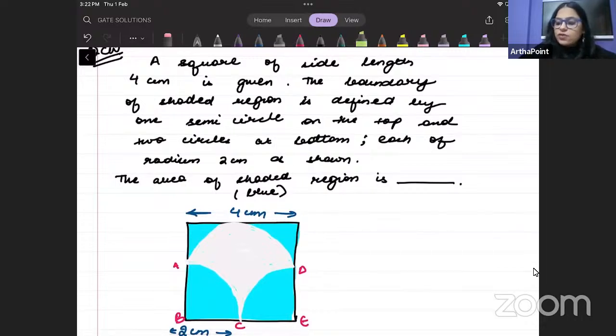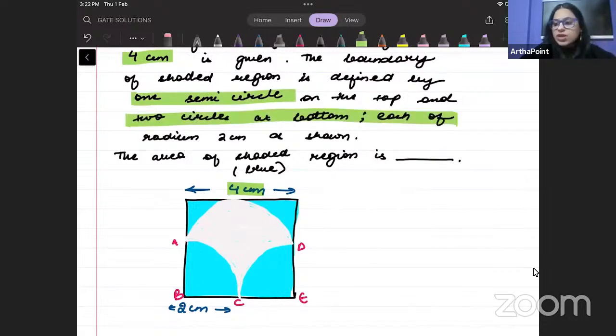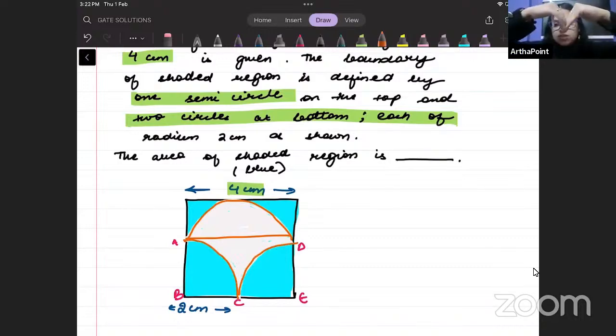This says a square of side length 4 centimeter. So you are given that the length of the square is 4 centimeter and the boundary of the shaded region is defined by one semicircle on the top and two circles at the bottom. So look carefully, children. It says there is this one semicircle that has been formed. And there are these two circles which have been formed. The circles are not fully visible. These are the two circles that we have formed. It says find the area of the shaded region.